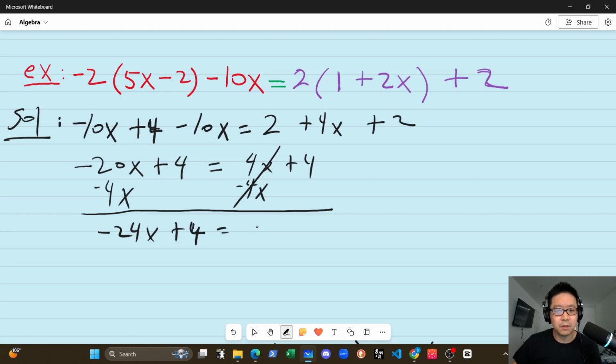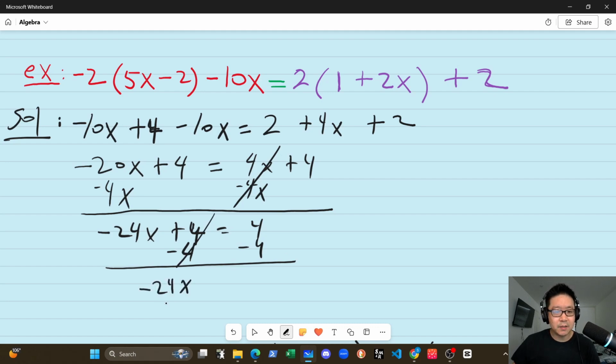equals 4. And I want to move this constant to the other side, right? We want our variable on the left side and everything else on the right side. So we're going to subtract 4 from both sides. And when we do that, we have negative 24x equals 0.